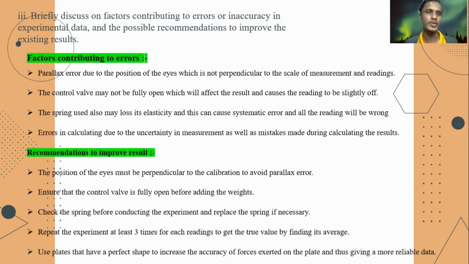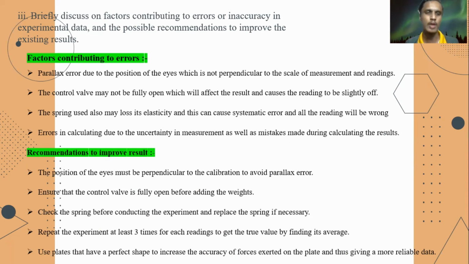And last, a factor that might contribute to errors is error in calculating, due to the uncertainty in measurement as well as mistakes made during calculating the results. Based on the errors, there are some recommendations to improve these results. First, the position of the eyes must be perpendicular to the calibration to avoid parallax error. Second, ensure that the control valve is fully open before adding the weights. Third, check the spring before conducting the experiment and replace it if necessary.